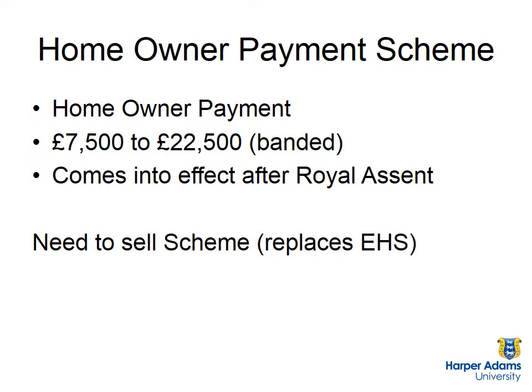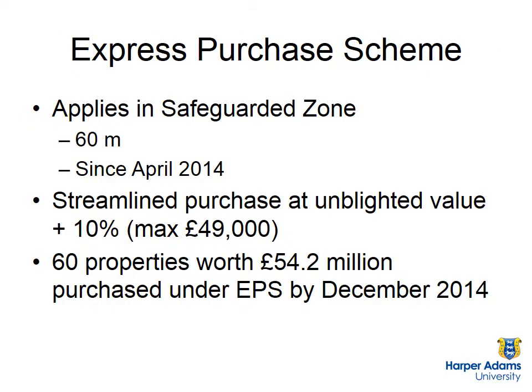There's also a homeowner payment scheme. This homeowner payment is varying anything from £7,500 to £22,500, banded according to the size of the property. This comes into effect after royal assent to the legislation. On top of that, there's a need to sell scheme, which replaces the exceptional hardship scheme for phase 1.